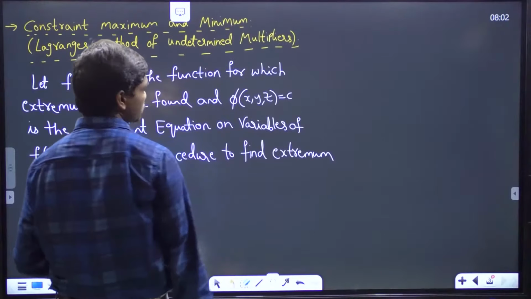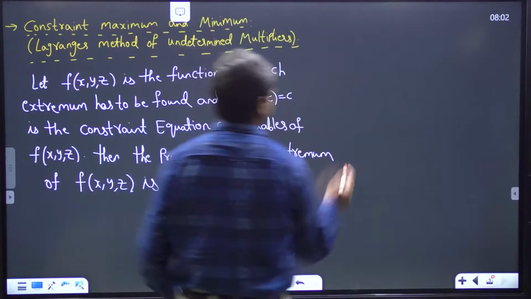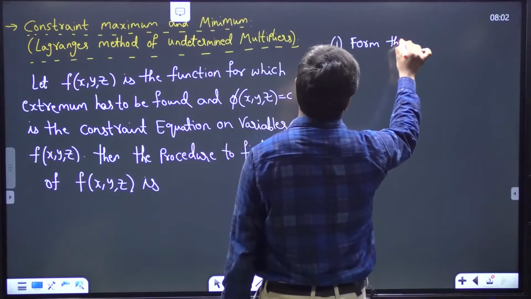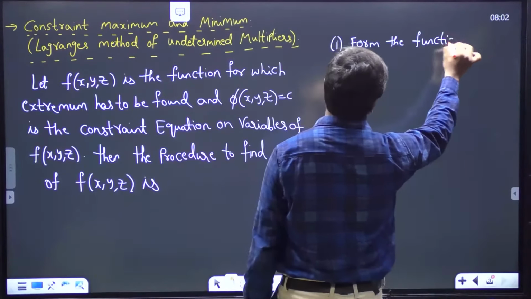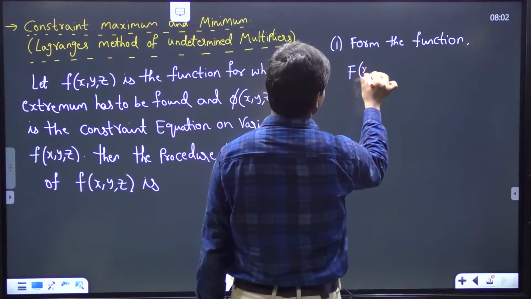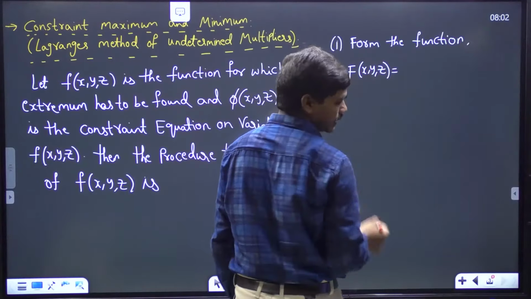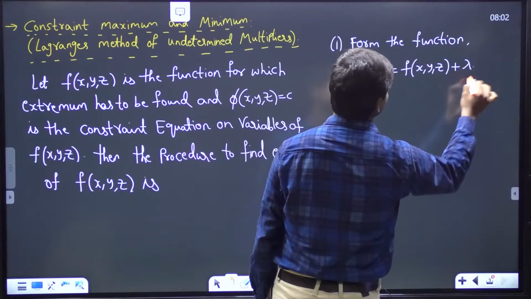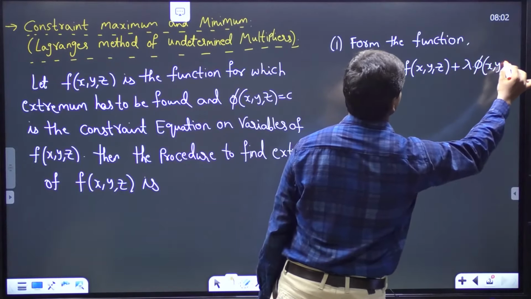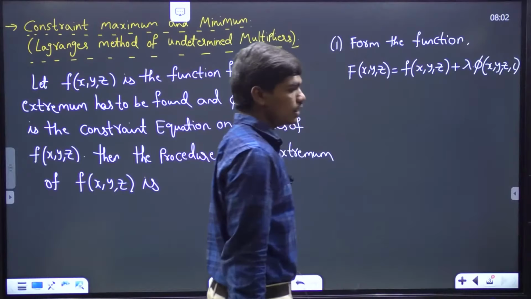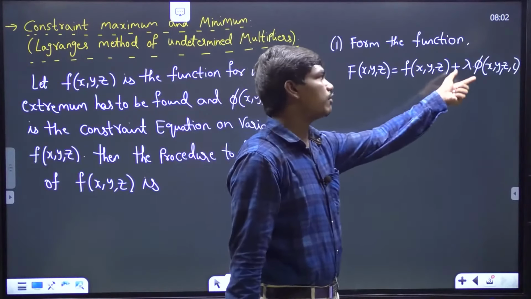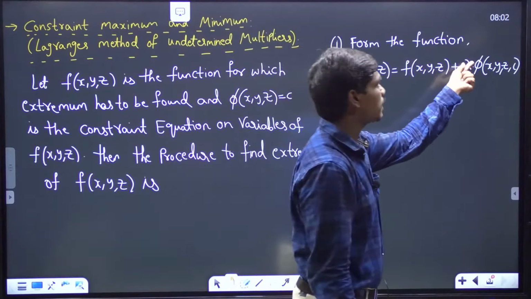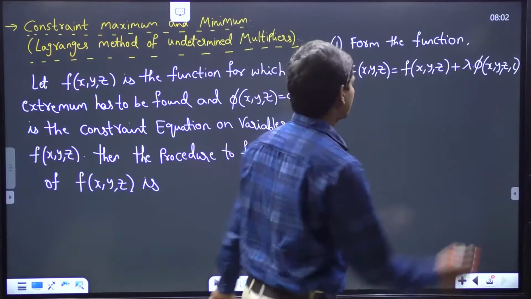I hope this is clear to you. I'm continuing that. Step 1: first, form the function capital F of x, y, z, which is equal to small f of x, y, z plus lambda into phi of x, y, z, c. I hope you can see this c as well. So this is the function for which you need to find the maximum or minimum, plus some lambda into the constraint equation.